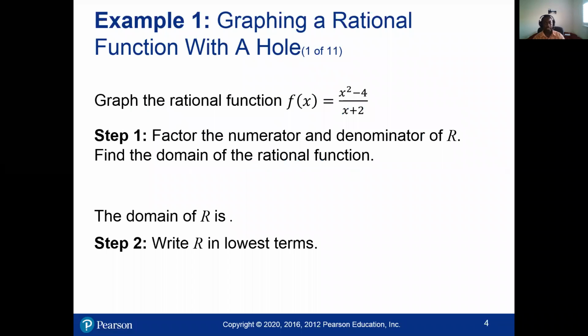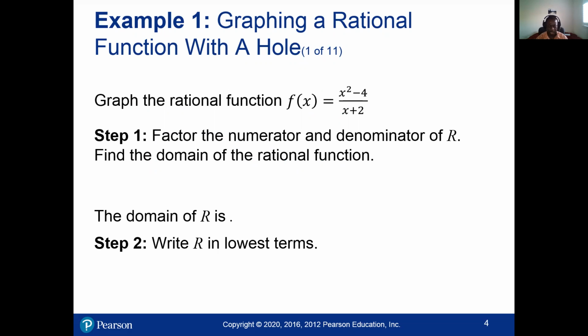Okay, so let's take an example. Say graph a rational function with a hole in it. We talked about this in section 4.3. So we're going to take an example. Here is a rational function. Its f of x is equal to x squared minus 4 divided by x plus 2.